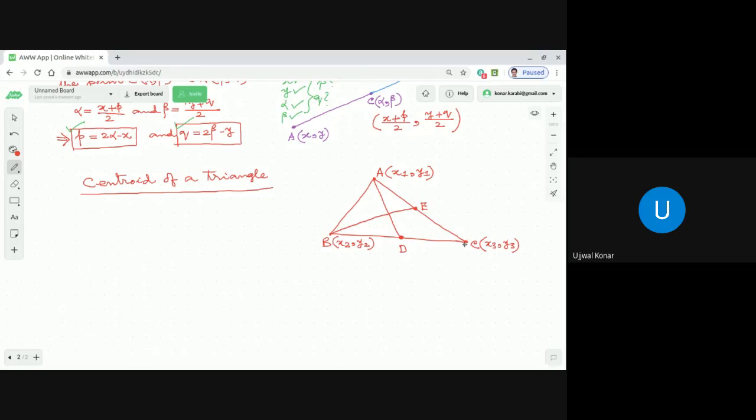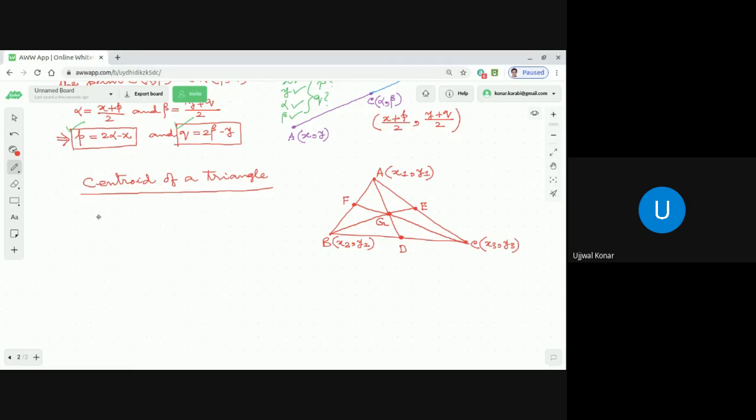In the same manner, if we find the midpoint of AB, and join it with C, what we get is this. So this point of intersection of the three medians is called the centroid. That is generally denoted by the letter G. So AD is a median, BE is a median, and CF is a median.